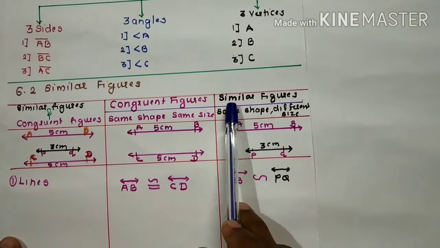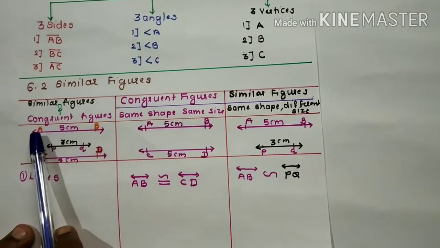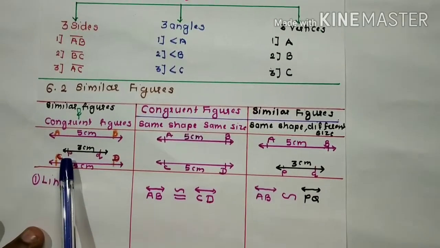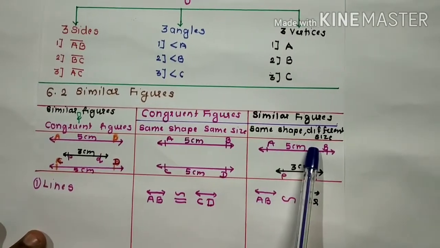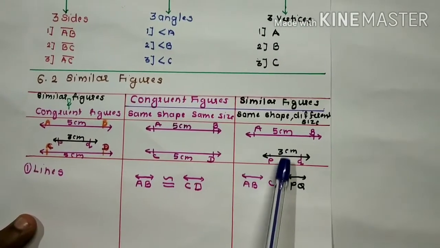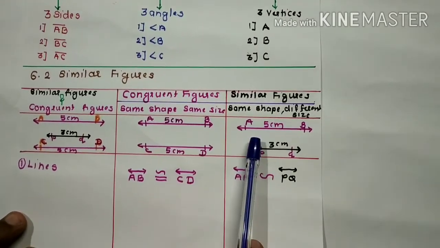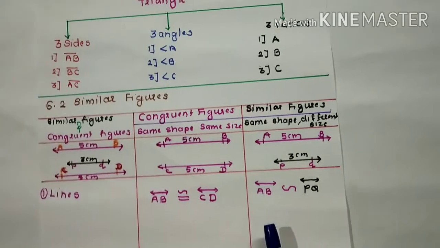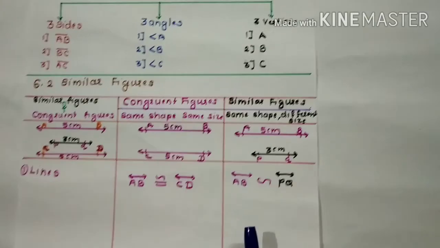Next, similar figure. So for similar figure, we have to take line AB and line PQ. Line AB is 5 cm and line PQ is 3 cm. So these two are similar figures. Line AB is similar to line PQ.